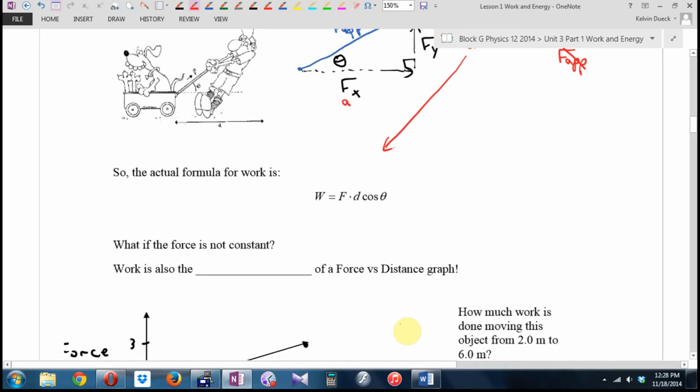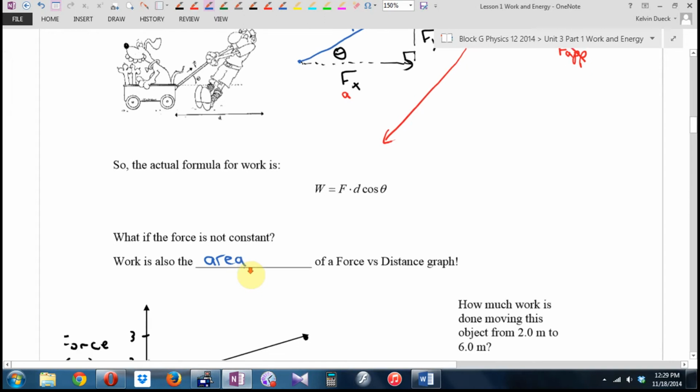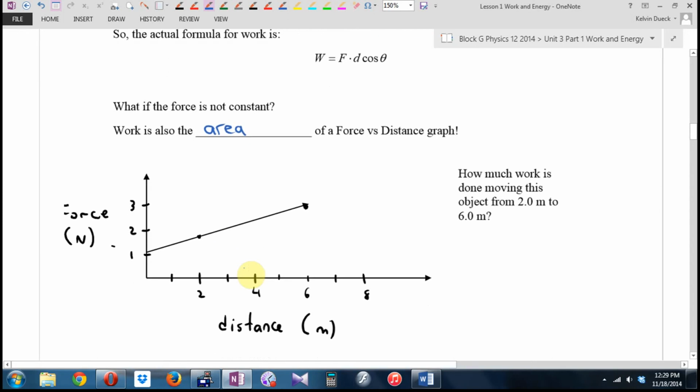What if the force is not constant? Well, turns out work is also the area under a force versus distance graph. So here's a graph. How much work is done moving this object from 2 meters to 6 meters? What kind of a graph is this? First of all, work is what times what? Force times distance. Work is also area under a force versus distance graph.